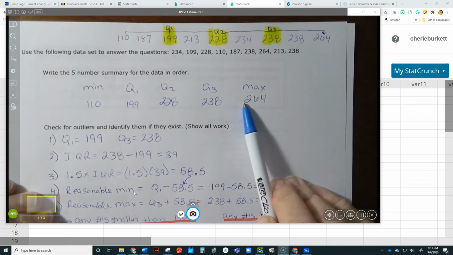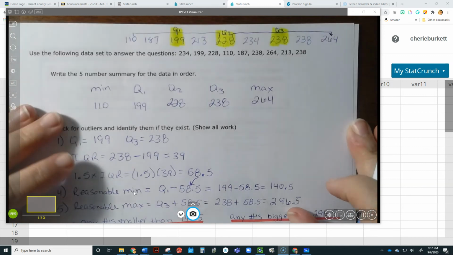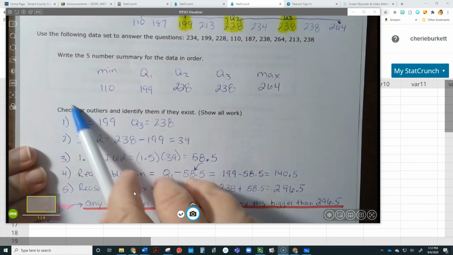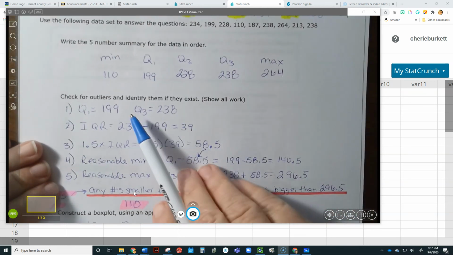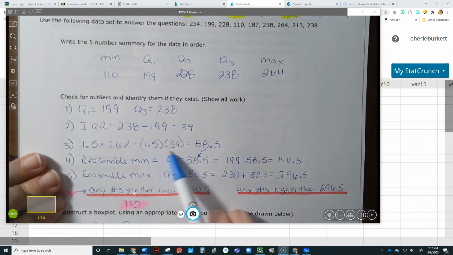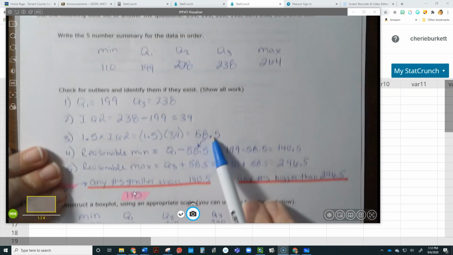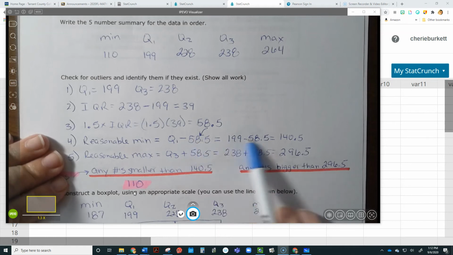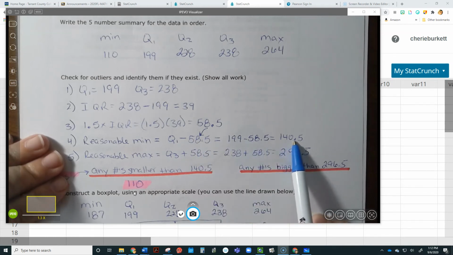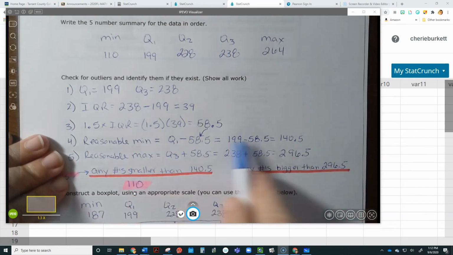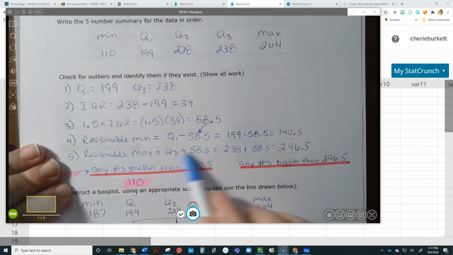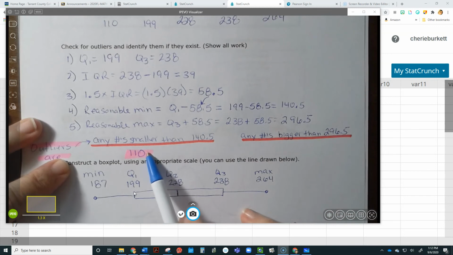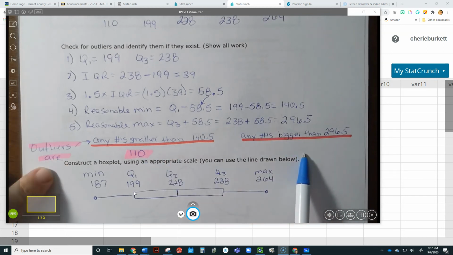So all of this is exactly the same, and I'm moving fast over this because you can pause the video and write it down and let it sink in. But I found Q1 and Q3. I found the IQR. I multiplied the IQR by 1.5. So this is the number that's okay. You can be this far away from Q1 and Q3. So I backed up from Q1 and found my reasonable minimum number. My reasonable minimum number is 140.5. My reasonable maximum number is 296. So any number smaller than 140.5 and any number bigger than 296 are outliers.